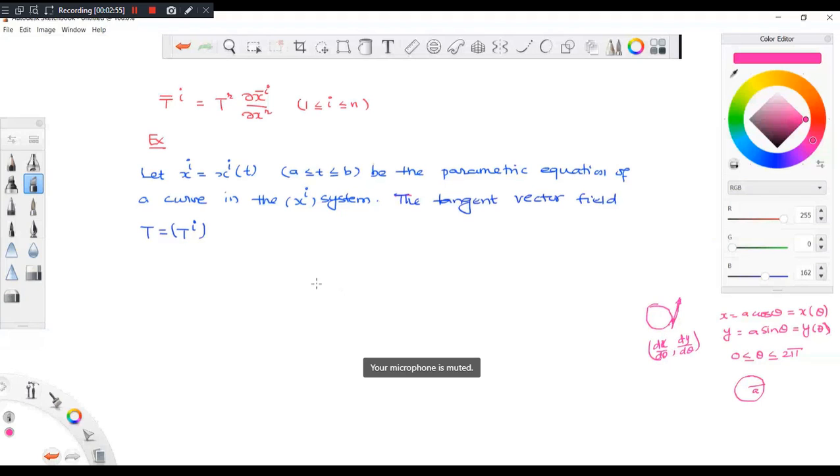In the same way, I can find the tangent vector for this curve. So the tangent vector field is defined as ti equal to dxi by dt. Okay, so this is the way by which the tangent vector field is defined.